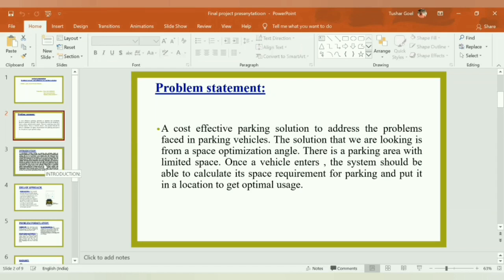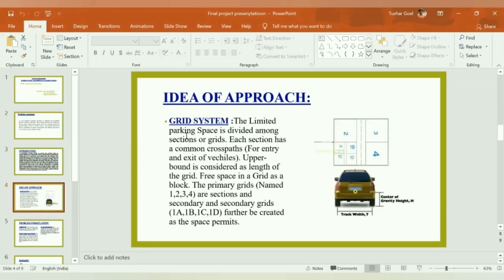And our ideal approach is a grid system. So we'll be comparing this grid system as the parking lot. Whenever a car enters the parking lot, the track width of the car will be captured by the camera with the help of image processing, and then the required space will be allotted to that car in a particular area. This grid system is divided into 4 sections.